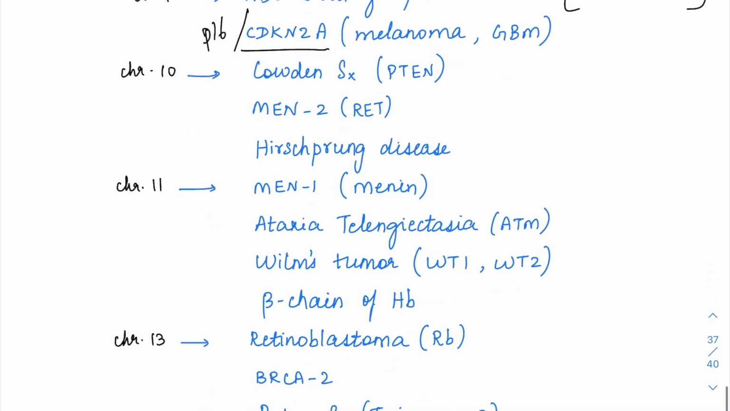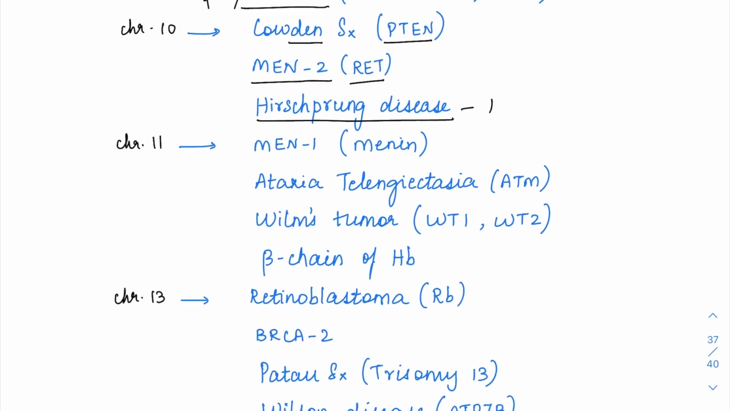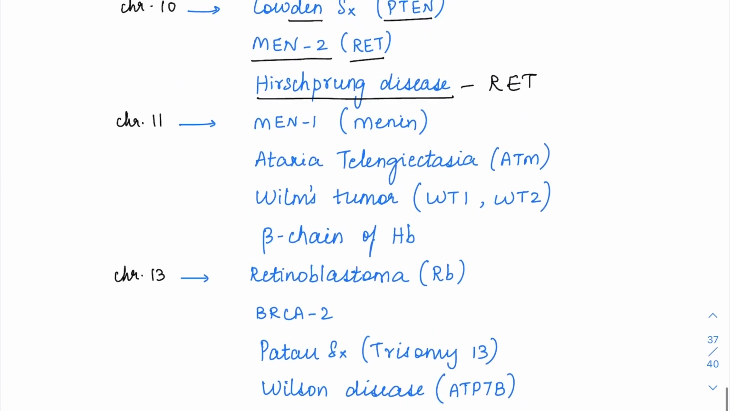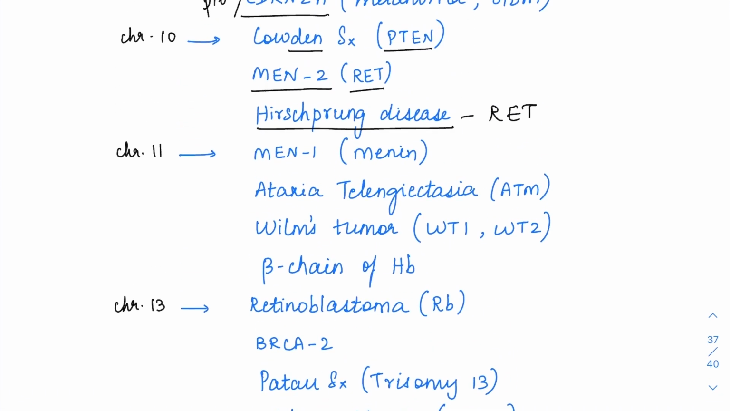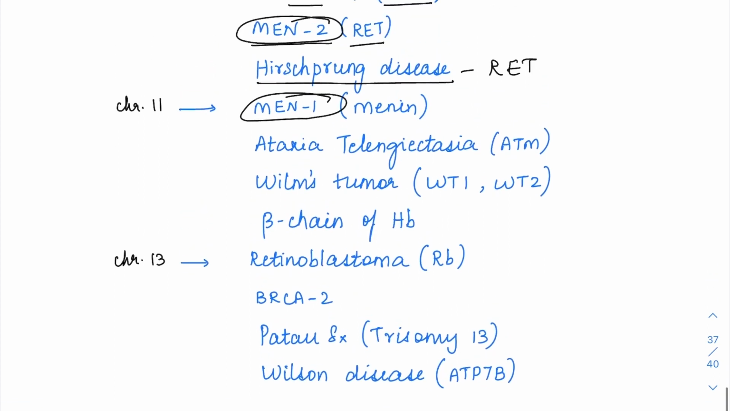So chromosome 10, n number of times I had already repeated. So then Cowden syndrome and PTEN mutation. Okay, apart from that, MEN2 syndrome, RET gene is also going to be present. So Hirschsprung's disease also is involving the RET gene only. Then we have chromosome 11. So chromosome 10 is MEN2, while chromosome 11 is going to be MEN1, which is the menin gene. So MEN1 is for MEN1 syndrome, right?